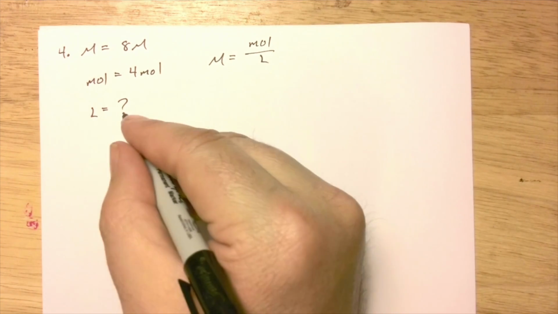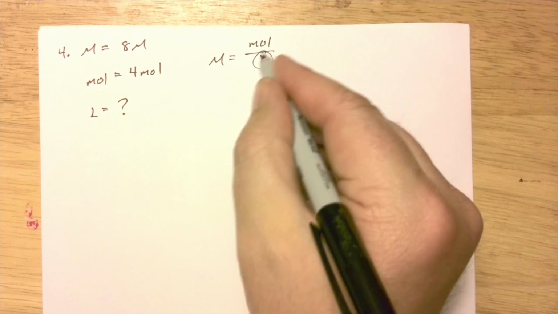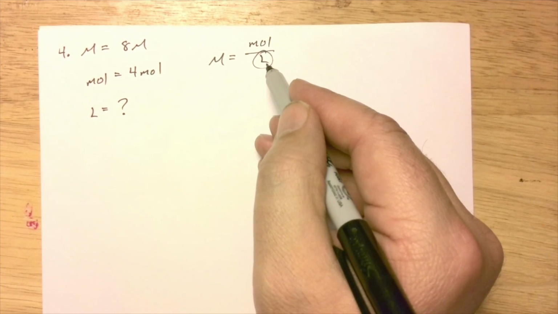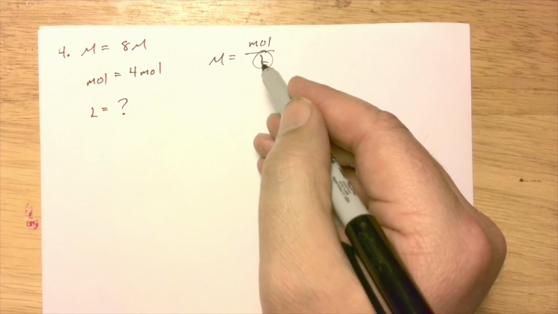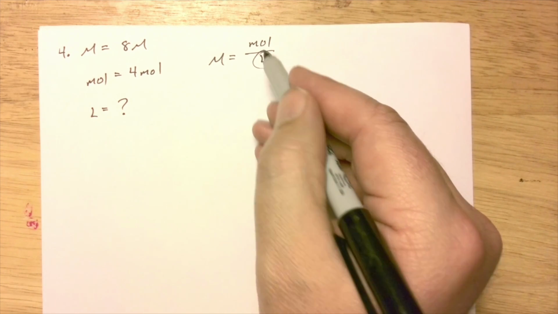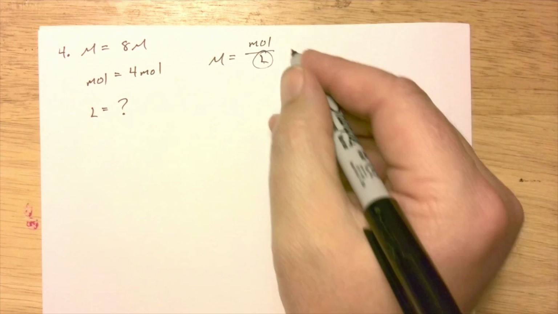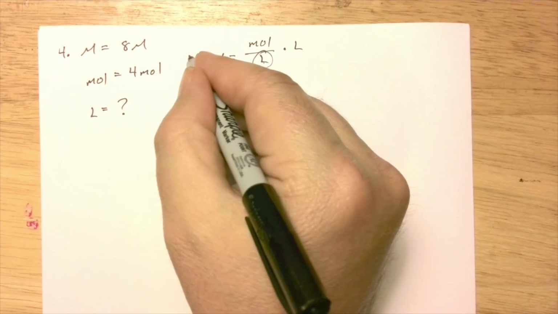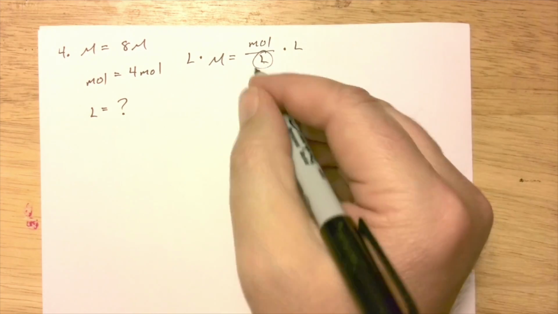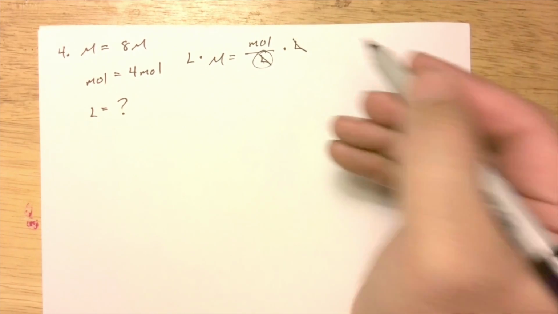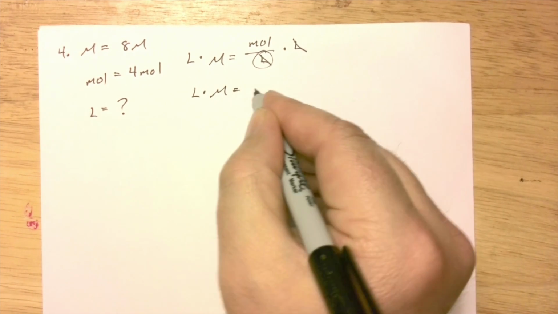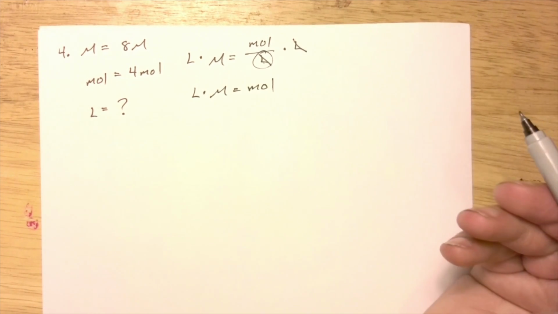So since we're trying to solve for liters, down here, we need the unknown on top and stand by itself. So liters is on the bottom, and it's being divided by the moles. So first of all, we need to bring this up to the top. The way you can do that is multiply both sides by liters. So liters over here will cancel out. You're now left with a liter times molarity is equal to moles.